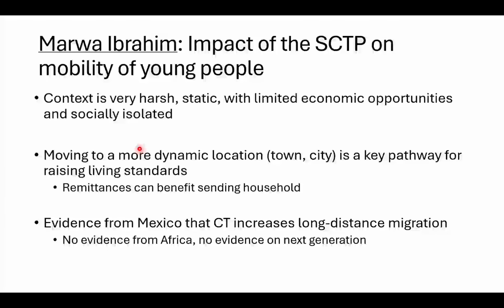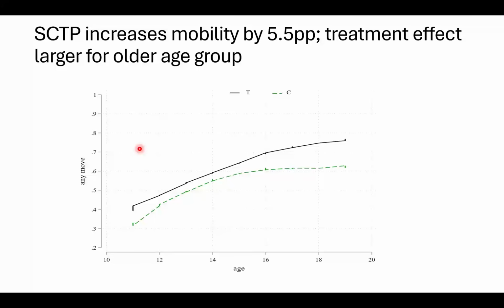She just graduated actually, but she looked at mobility of young people. And so again, here we're talking about a context that's very harsh. So really one of the main ways to improve your living standards is to get out of there, right? To get out of that context, move to a town, to a city. And so can this cash transfer facilitate that? That's what Marwa was looking at. The answer is yes. These are just a lowess graph of probability of moving out of the household by age. And this is baseline age.